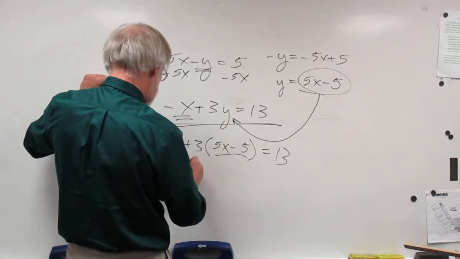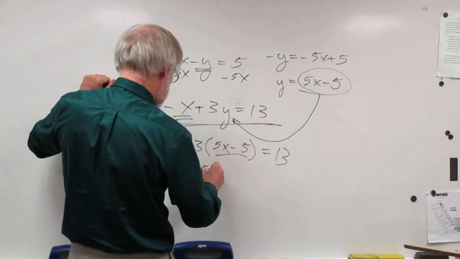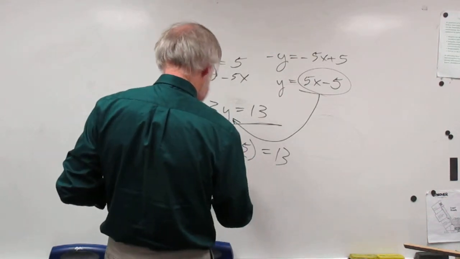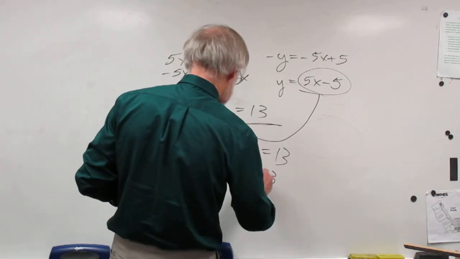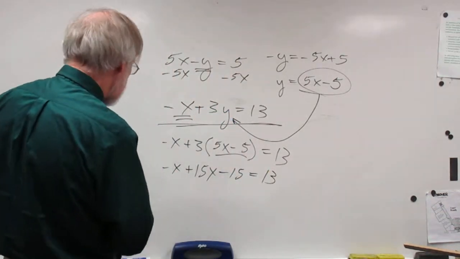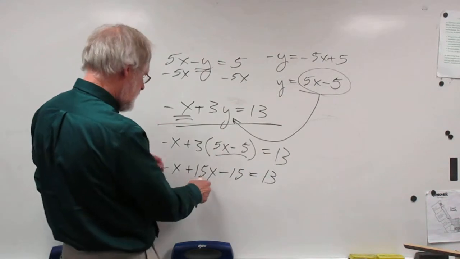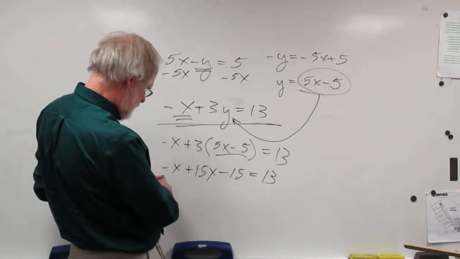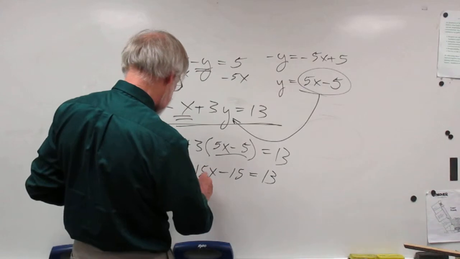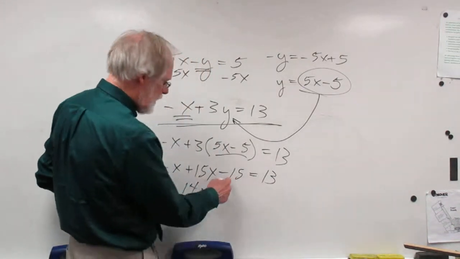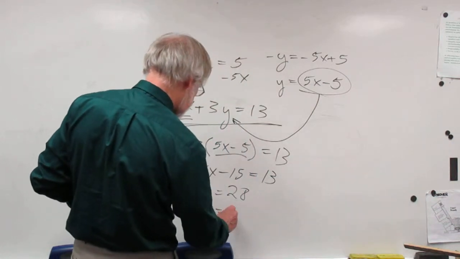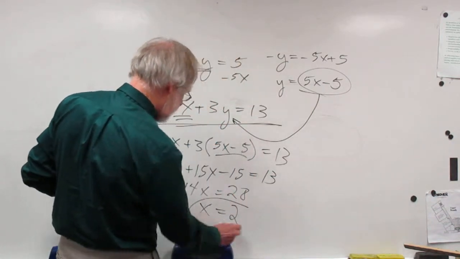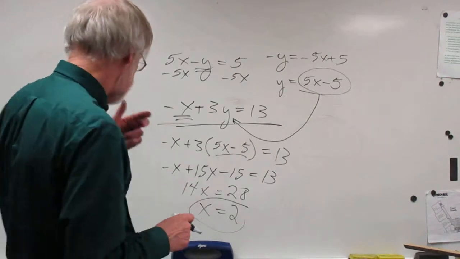Okay? Now let's see if we can solve that. Negative x plus 15x minus 15 equals 13. All right? This is 15x minus x is 14x equals, now I add 15 to both sides and I get 28, which works out nicely, dividing by 14, x equals 2.